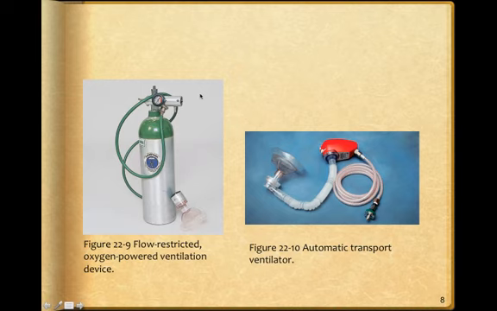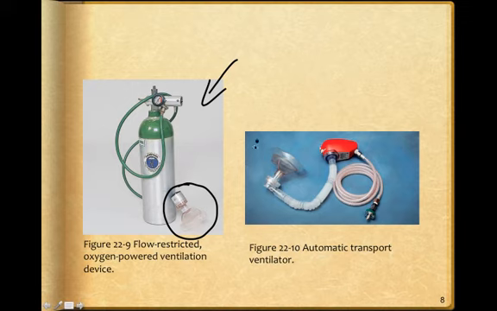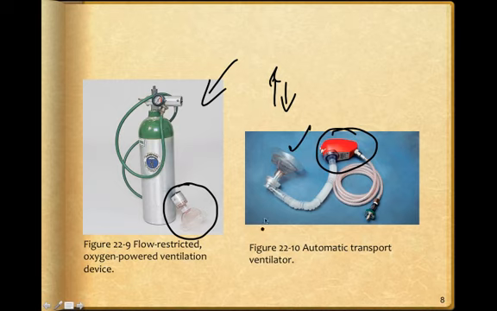This is a demand valve, our flow-restricted oxygen-powered ventilation device, and we've got to be careful with these. Please look at the rise and fall of the chest, because we can overventilate them very easily. This is figure 22.10, automated transport ventilator, and these do the same thing as a demand valve, only you can set the tidal volume off of here, and then you secure the mask to the patient's face by hand, so this would be by two-hand technique or CE fashion.